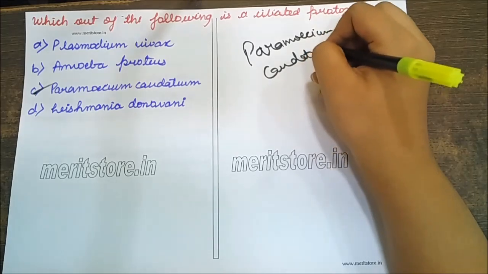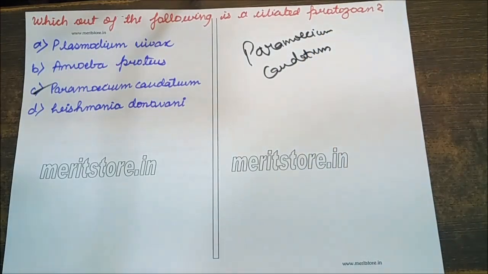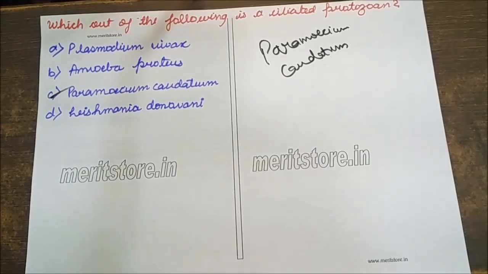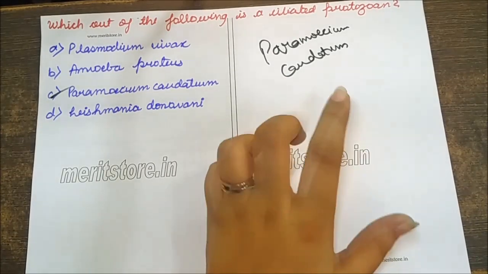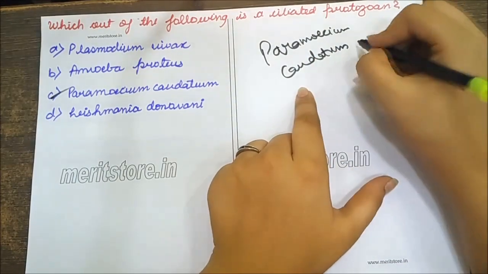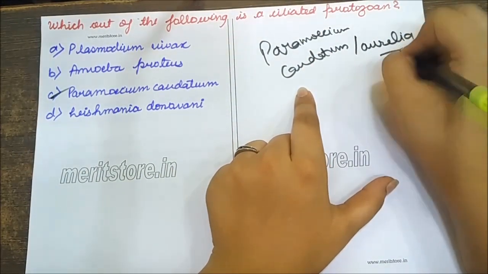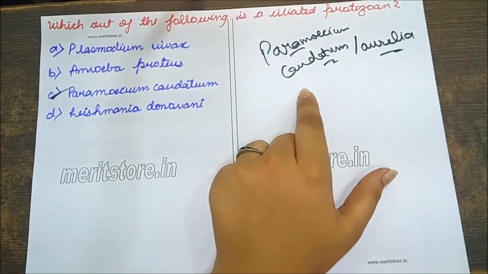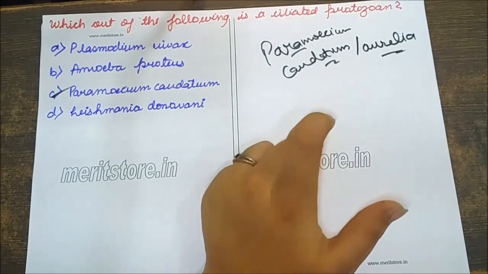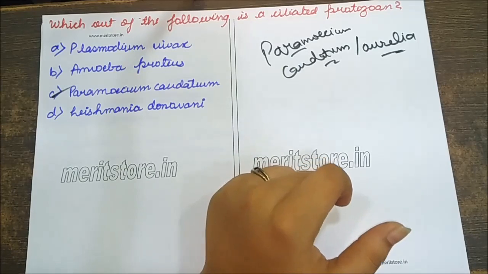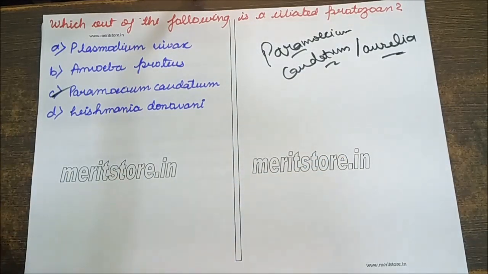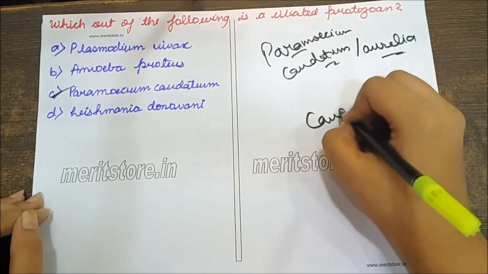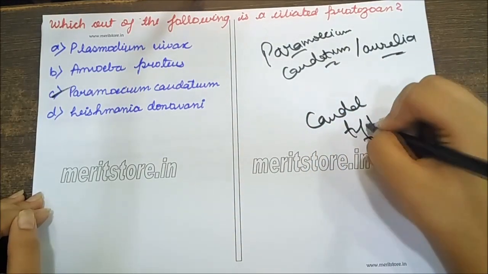Let's know how. Paramecium is a free-living ciliate which is found in fresh water. The most widely distributed species are Paramecium caudatum and Paramecium aurelia. The cilia of the extreme posterior end are longer and form a bunch called caudal tuft.